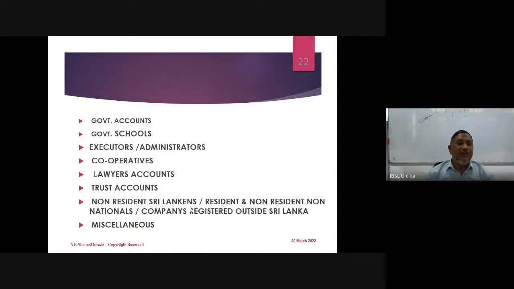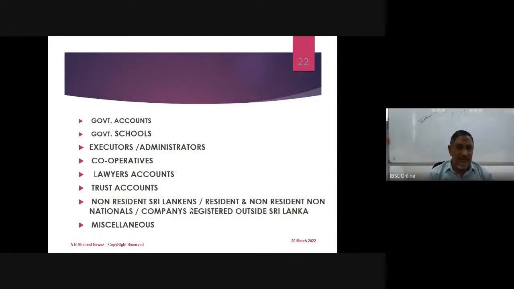Government accounts: for opening government accounts and government school accounts, we have to get approval. The request will be made by the GST. The Deputy Secretary of the Treasury will be requested to open accounts for government accounts. When it comes to provincial government accounts, it's the Chief Minister who is authorized to open accounts.